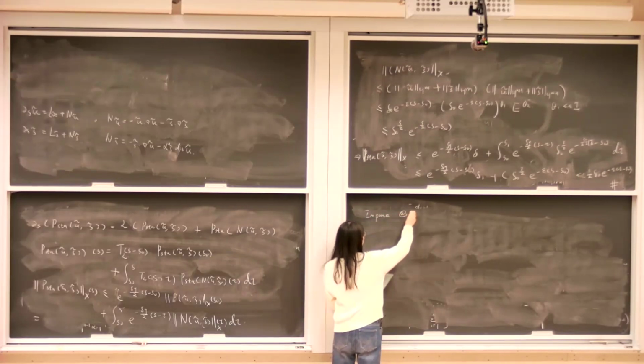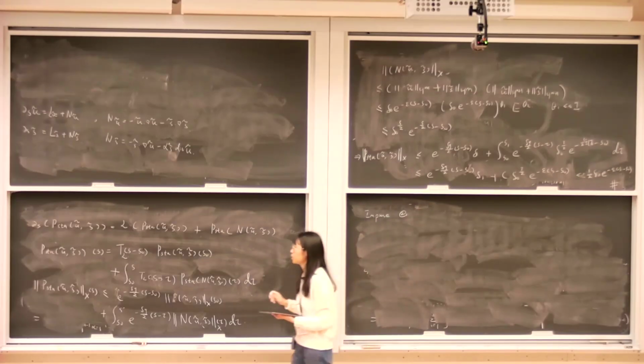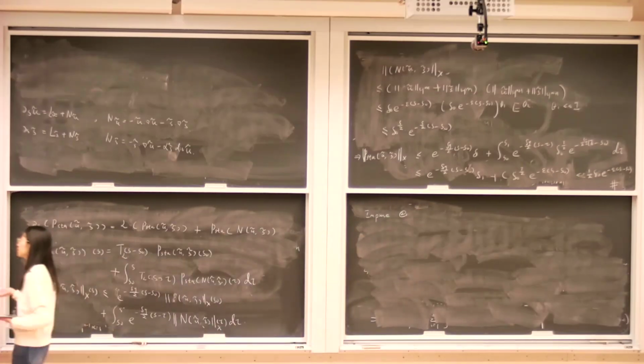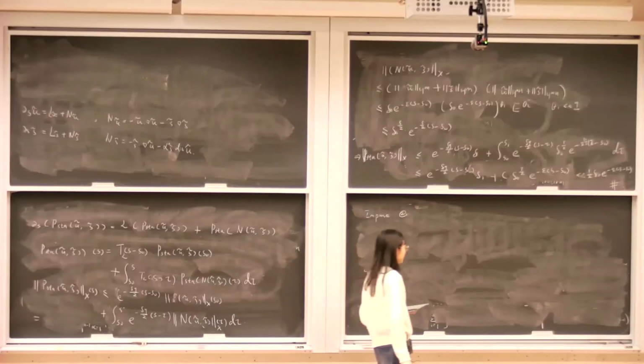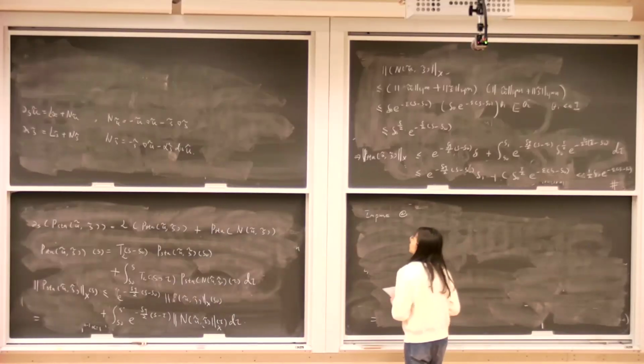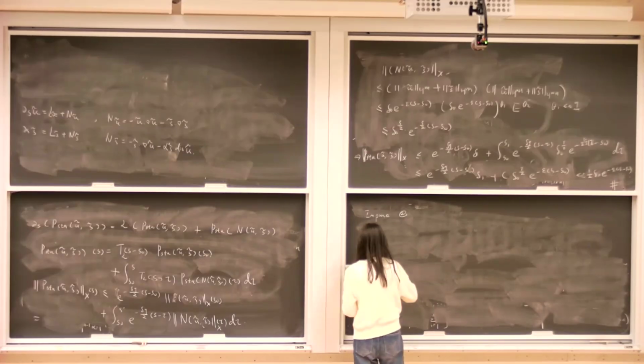Improve 2. So as you can see, it's also an energy estimate. The only difference is that it is in a very high derivative space. It's in the homogeneous HK space. And you will figure out that it's actually not that different from the linearized argument, as you will see in this way.